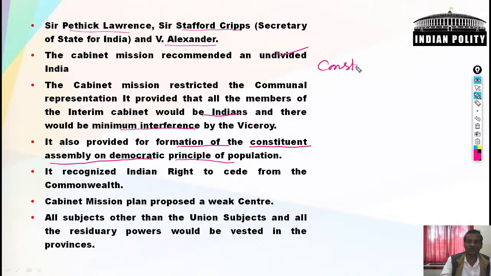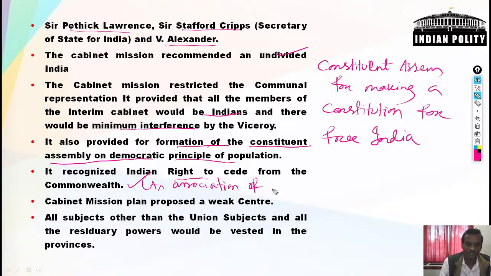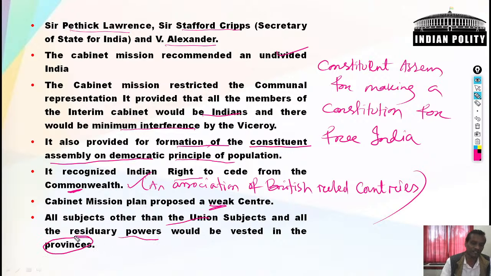Provided for formation of a constituent assembly on democratic principle of population. Constituent assembly was recommended, for making a constitution for free India. So that is one of the important recommendations of the Cabinet Mission Plan. It recognized the Indian right to secede from the Commonwealth. So Commonwealth, an association of British ruled countries. The Centre would have Union subjects, and all subjects other than Union subjects and residuary power would be vested in the provinces.